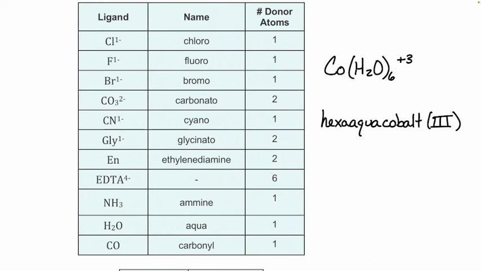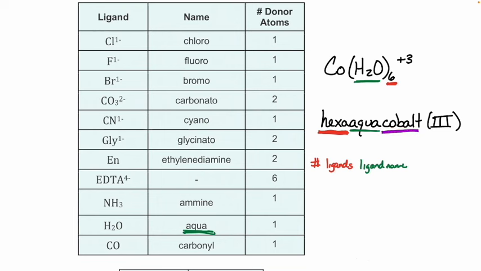All right, so let's pick this apart here. The hexa corresponds to the number of ligands that I have. The aqua corresponds to the name of that ligand. Water, when it's a ligand, we call it aqua. So in my formula here, I had six waters, so that's why I have a hexaaqua. So the number of ligands plus the ligand name.